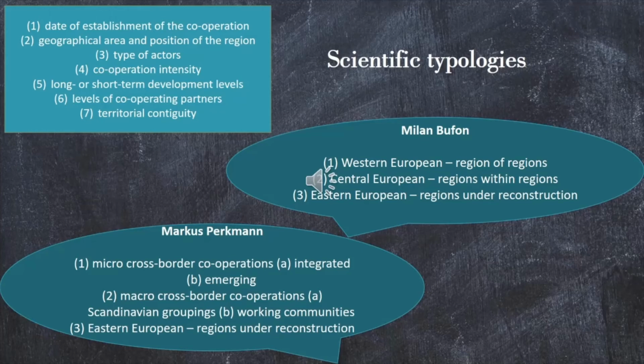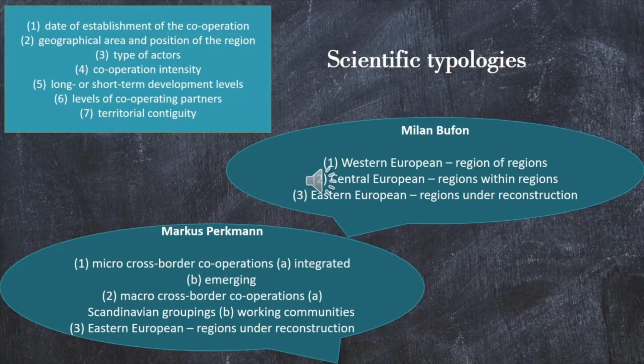Usually spontaneous cross-border areas characterize the Central European space. Whereas the Eastern European space still has very limited possibilities of creating more intense forms of cross-border cooperation and reintegration. Therefore, Buffon says that the cross-border regions here are most often only nominal, and therefore he defined them as regions under reconstruction.